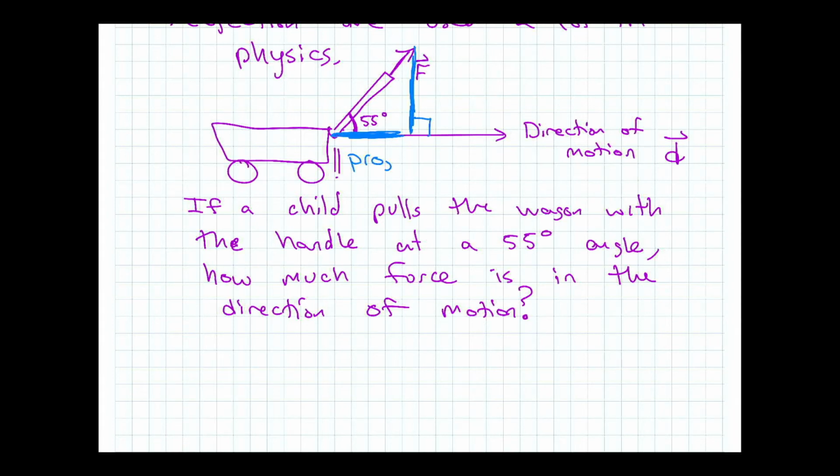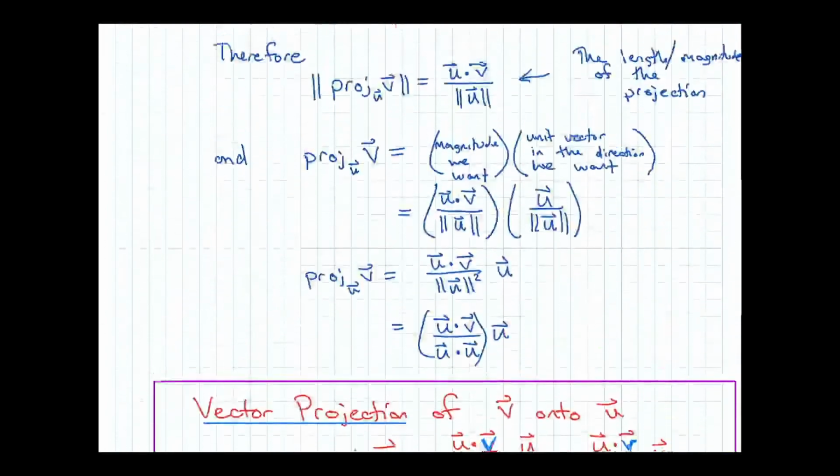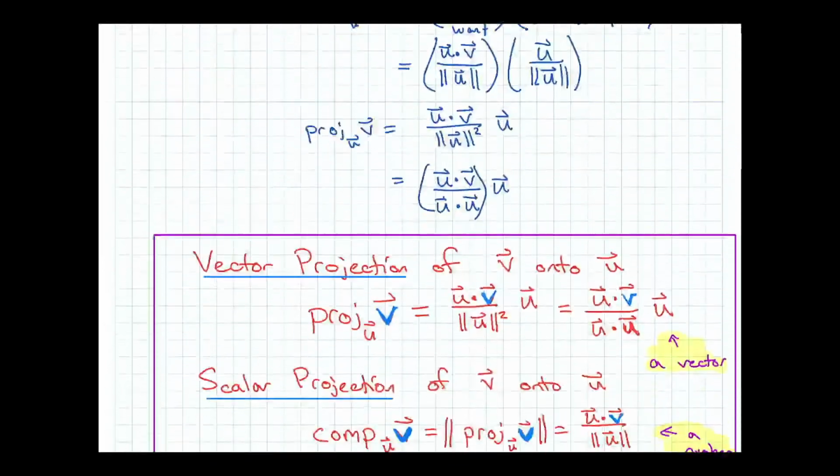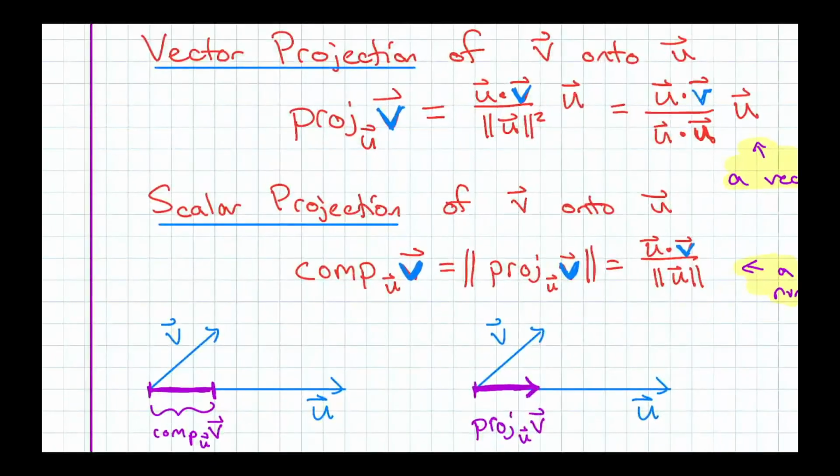I should switch back to blue. Sorry. You would want the magnitude of the projection of F onto D. That's what you would be looking for. And if you scroll up, the magnitude is what we called the component, right? So this is actually what we're looking for. The component of V onto U is this right here. U dot V over magnitude U, where U is the vector in the direction that you're going.